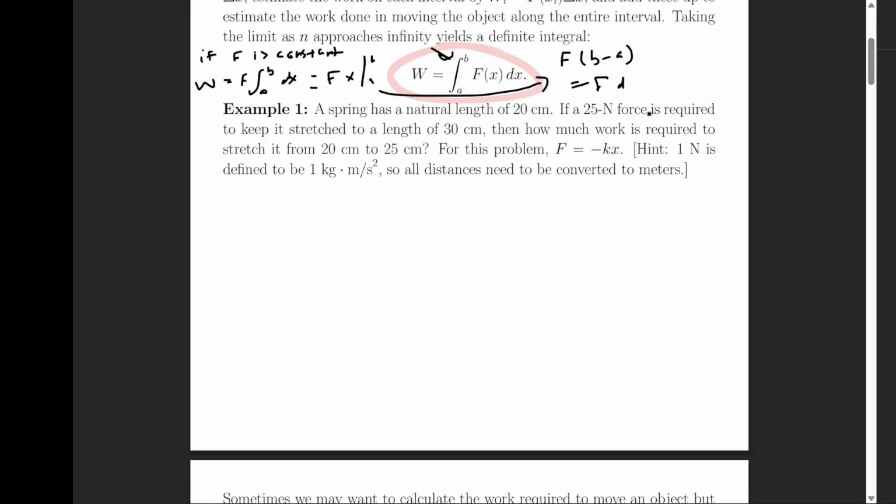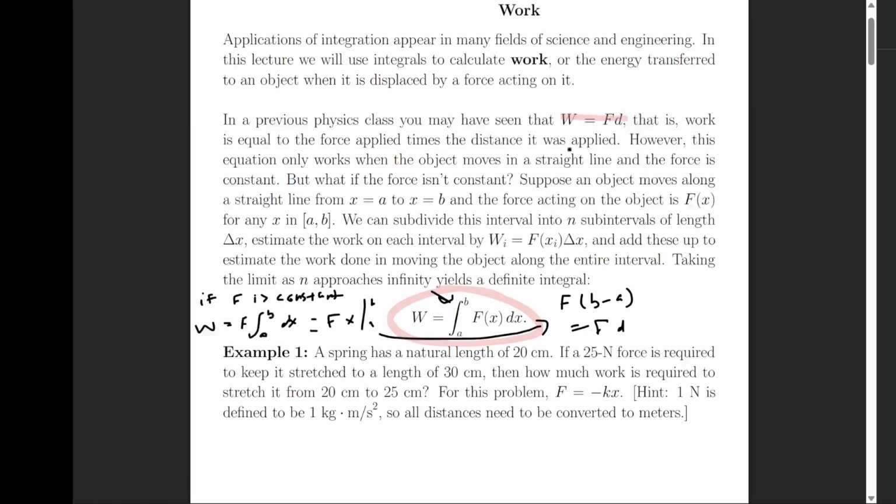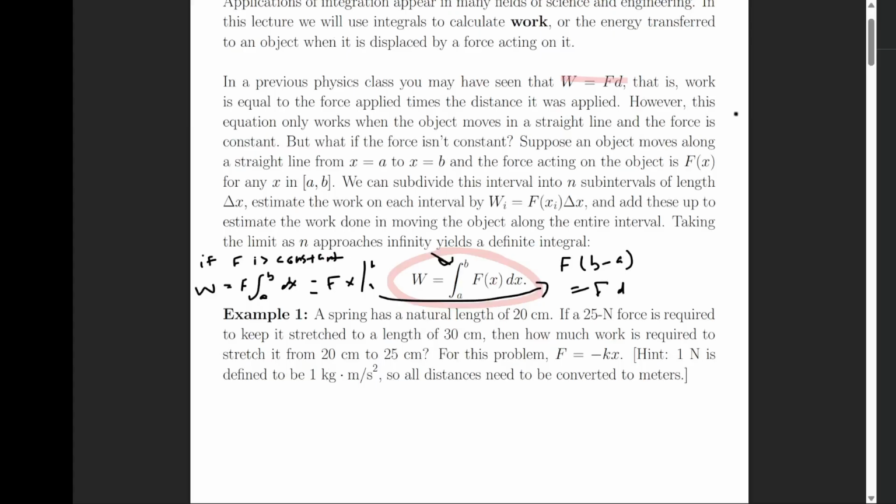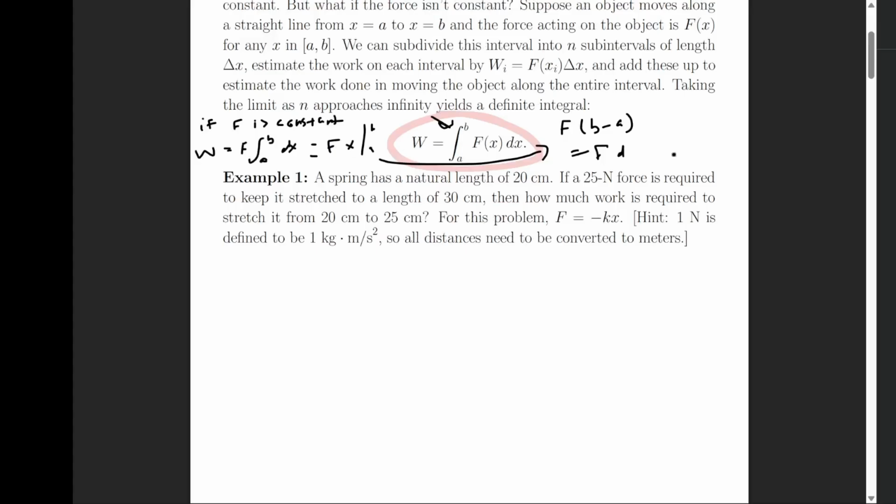And usually there are 3 different problems, at least for this class, Calc 2. There are going to be spring problems, gravitational problems, and then fluid problems, which is working with pumping water and stuff like that. So this first example is showing a spring problem, as you can see. So I'll read it out.